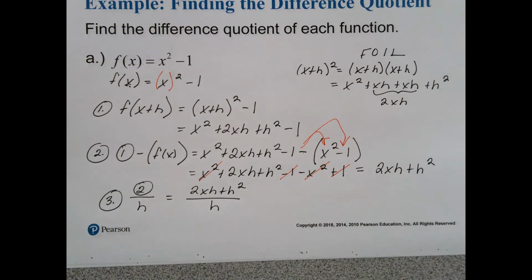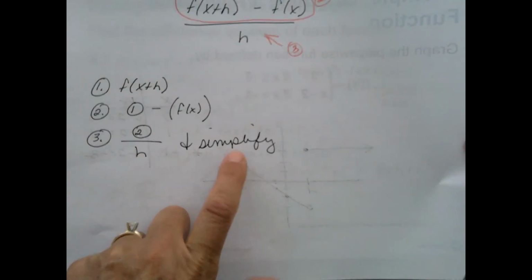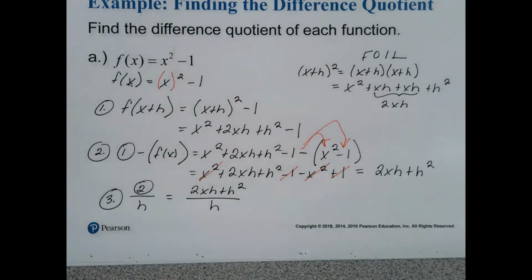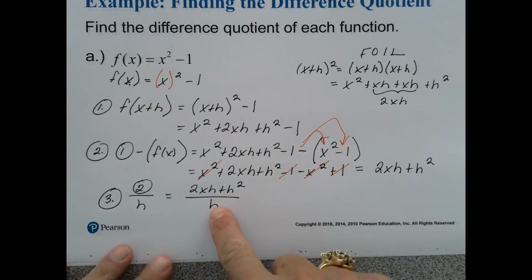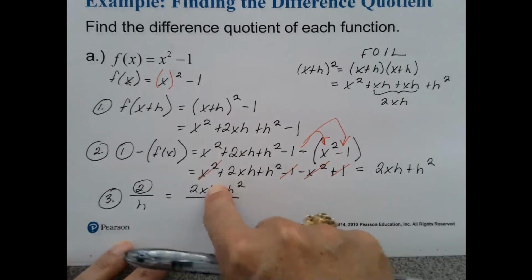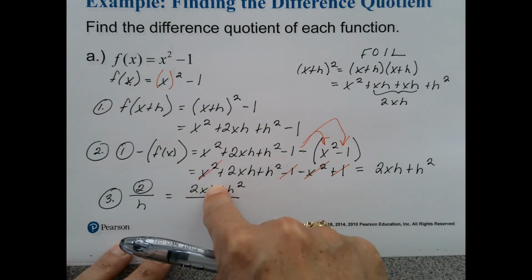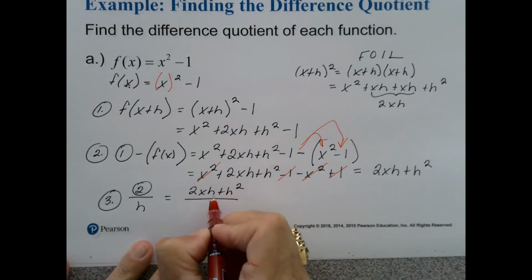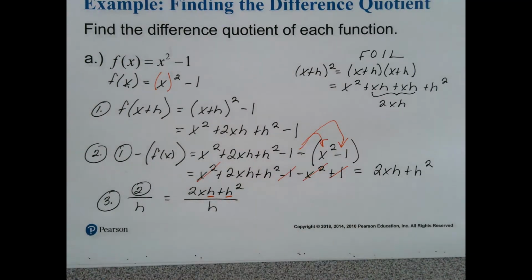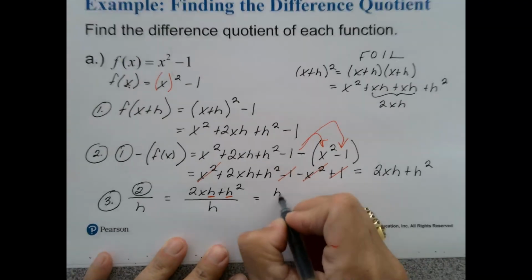And notice what else I said about step number 3? We're going to simplify. I bet a great number of you want to cancel this h with that h. That's not right. You can only cancel when you can pull that same thing out of everything up top and everything on bottom. Which is good, because I have an h in that term and I have two h's in the second term. They share one h. I can pull the one h that they share out.